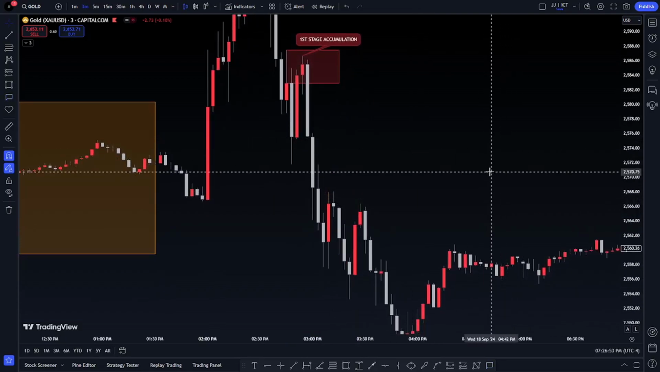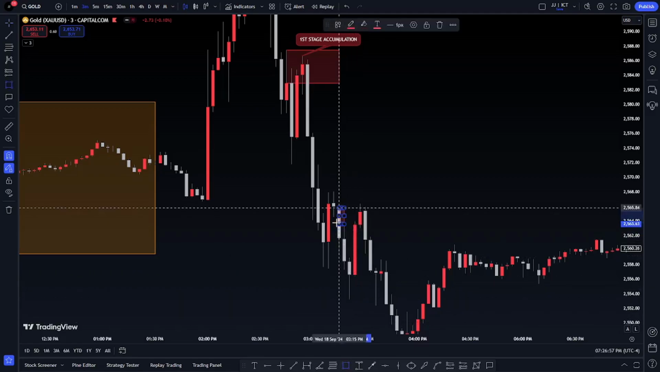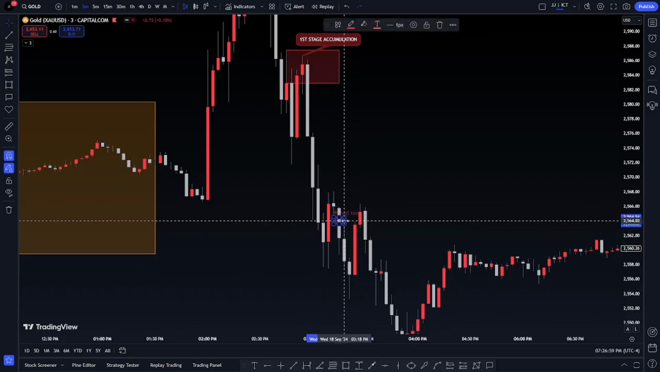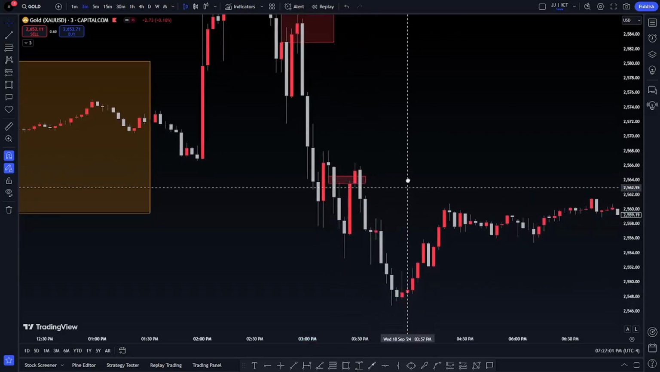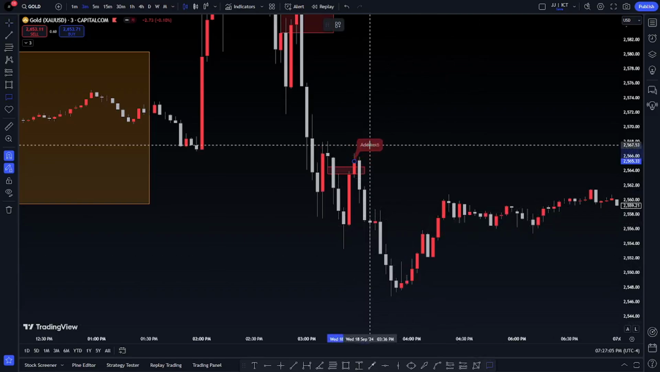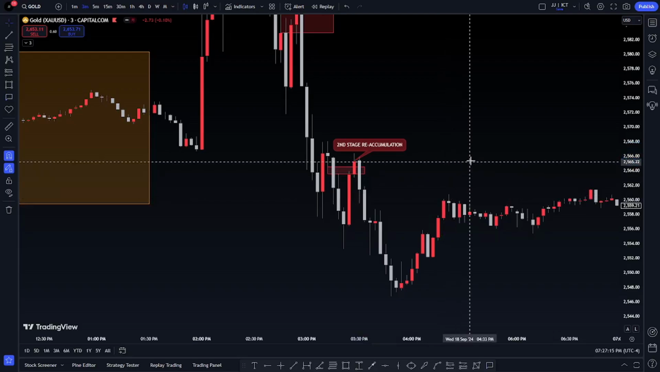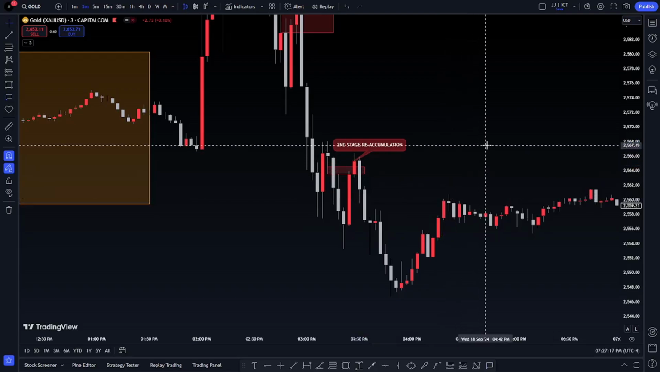Your second stage would be right around here at that fair value gap. If I can even mark it correctly. There's your fair value gap there. So what would that be? That would be your second stage reaccumulation. Bang.